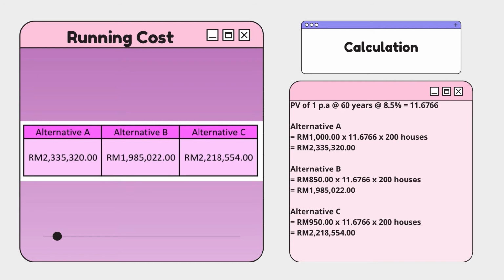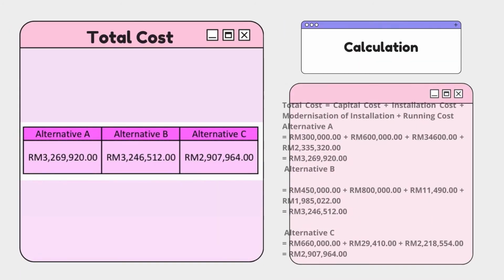You will get 1,985,022 ringgit only. Alternative C, on the other hand, is 950 ringgit multiplied by 11.6766 multiplied by 200 houses, which will lead to 2,218,554 ringgit only.